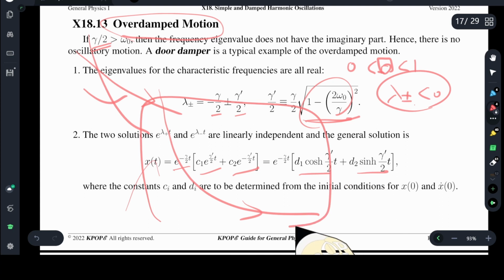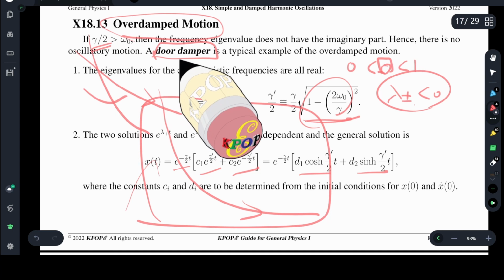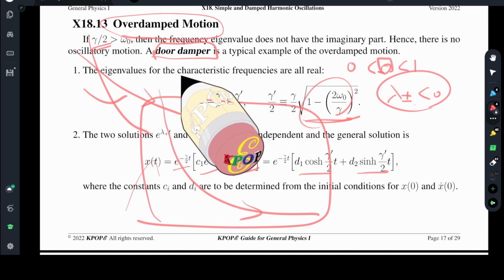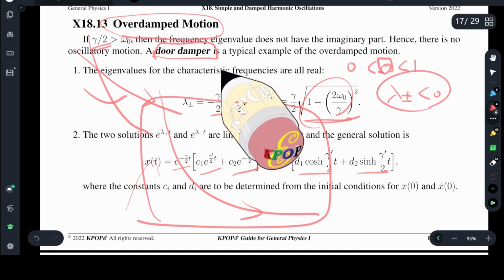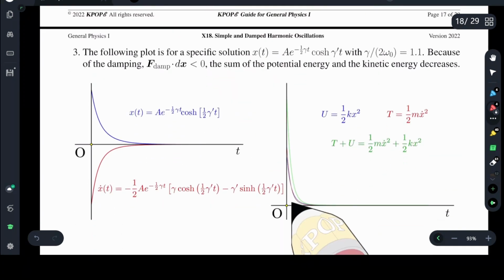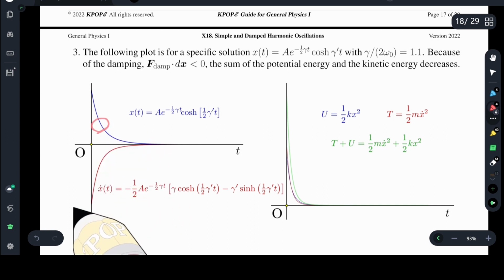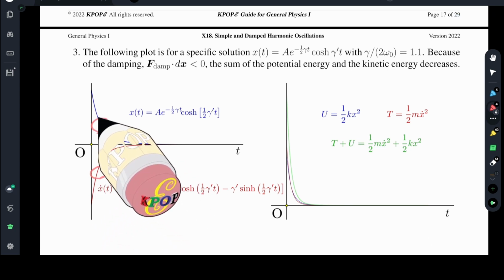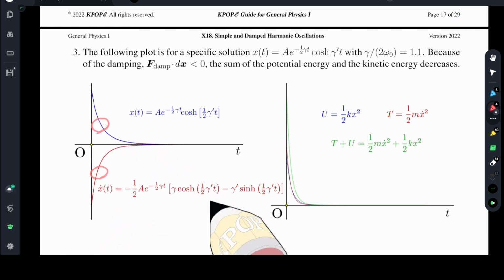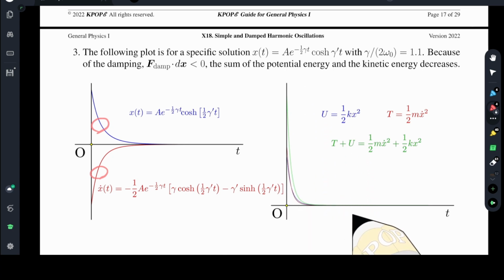This application is frequently seen in your door damper. It does not allow oscillation. As a result, displacement and velocity both do not show any oscillatory behavior, and the energy is decaying very fast.